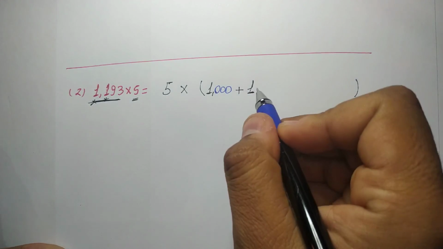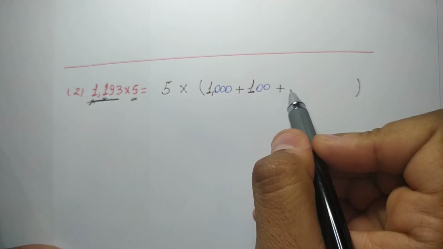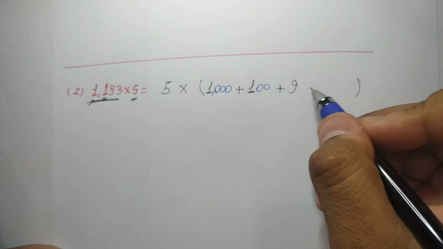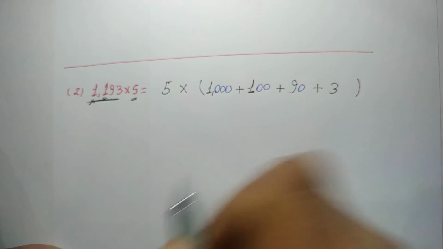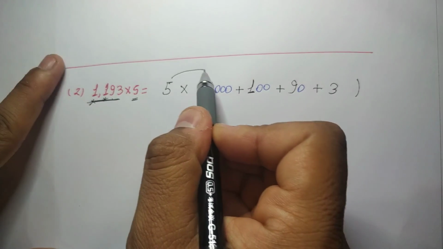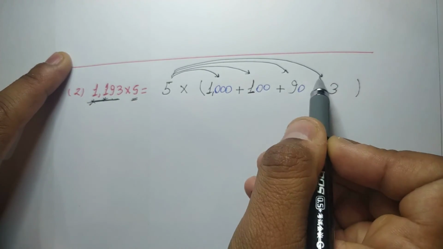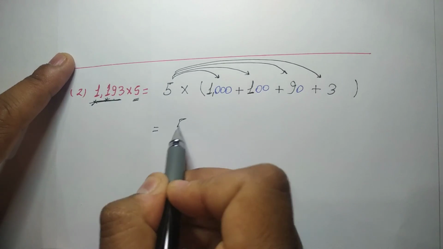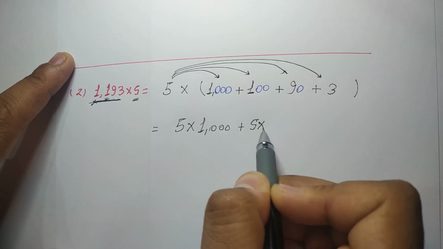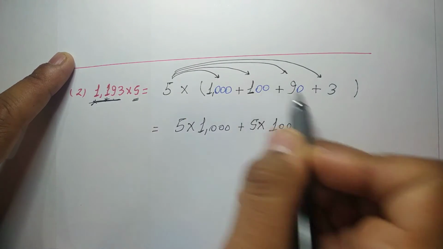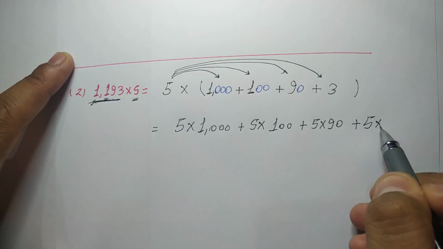Plus this is 9 in the tens place, so I will write 0. Plus this is 3. And doing like this, 5 distributed into the brackets in the 4 numbers. So it will be 5 times 1000 plus 5 times 100 plus 5 times 90 plus 5 times 3.